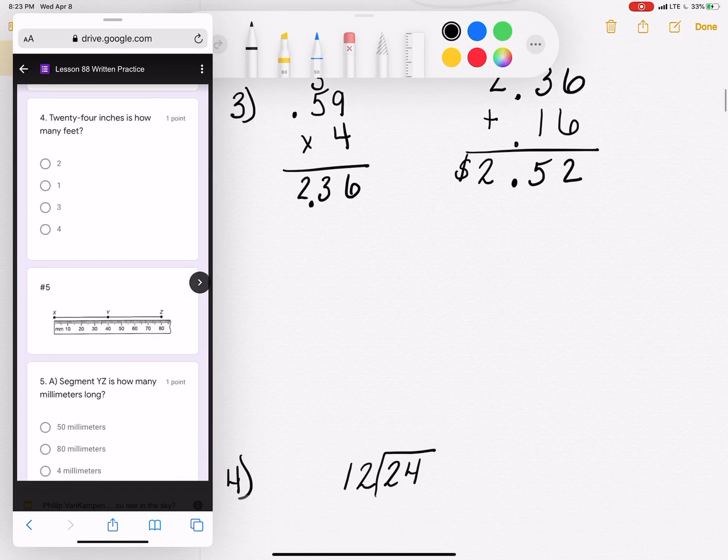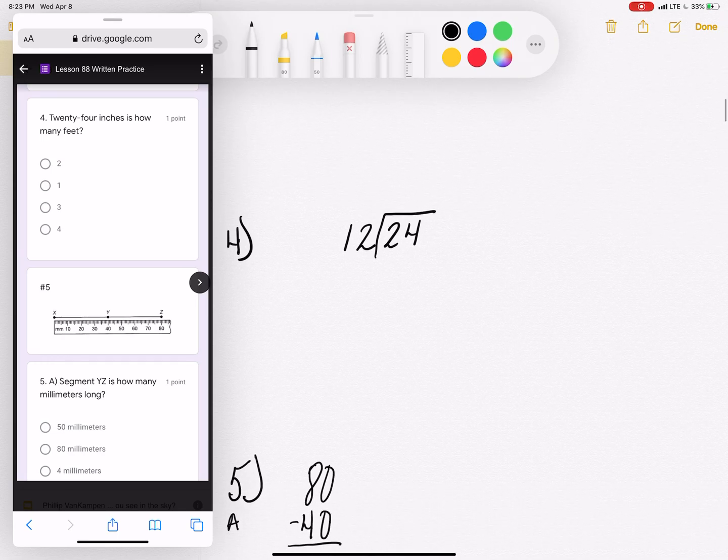Number 4, 24 inches is how many feet? How many 12s are in 24? Which is code for division. 2 times 12 is 24. Minus 24 is 0. So there are 2 feet in 24 inches.